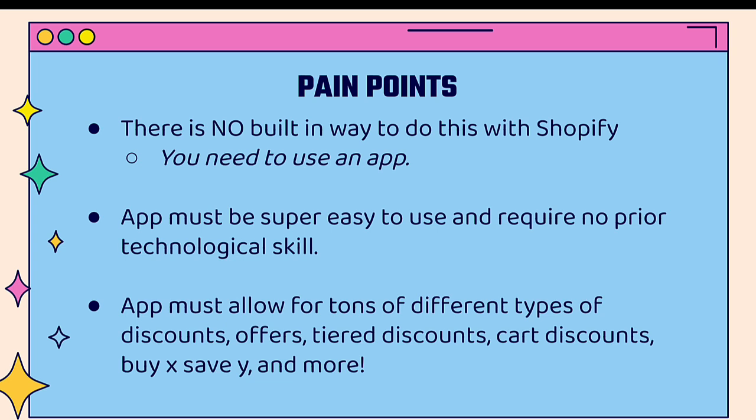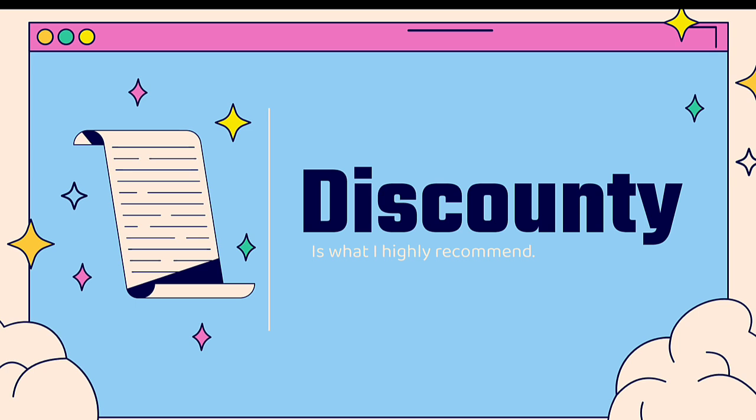And most importantly, the app must allow for tons of different types of discounts. Offers, tiered discounts, cart discounts, buy X, save Y. You want to have all of these different types of discounting options, and they're going to come all in one app, and that app is Discounty. You see the link directly below this video. We're going to go over the shoulder. I'm going to show you just how easy this is to use in your store to boost those sales, to increase conversion rate by offering really all the different types of discounts you could ever hope to offer.